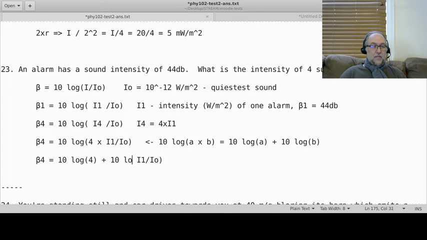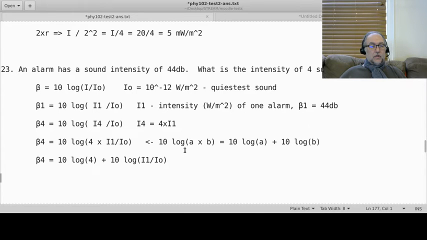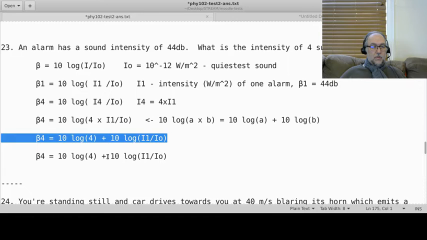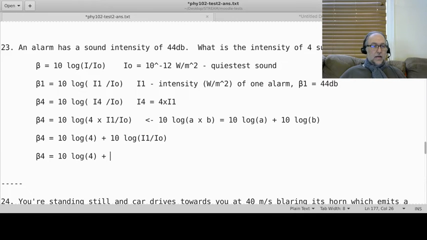I still have that 10 log of that. And now you take a look at this and you go, well, what has this got me? That is exactly this. So this is basically the intensity in decibels of just one of them. And so on the next line, I can just replace this with beta 1. And I told you what beta 1 is. Beta 1 is 44 decibels.